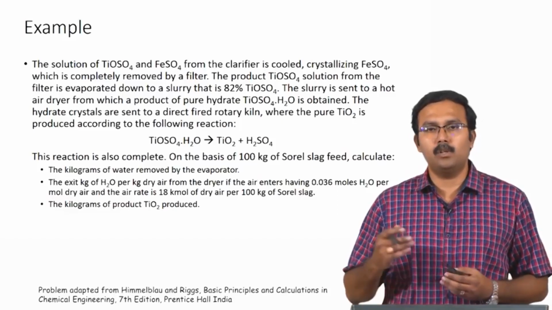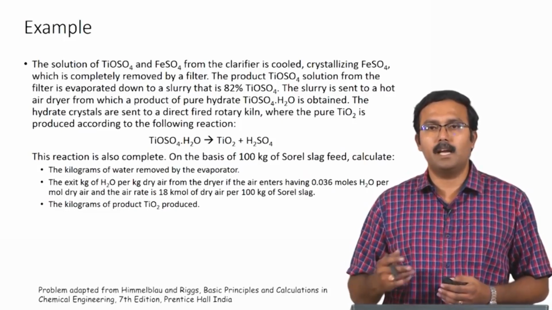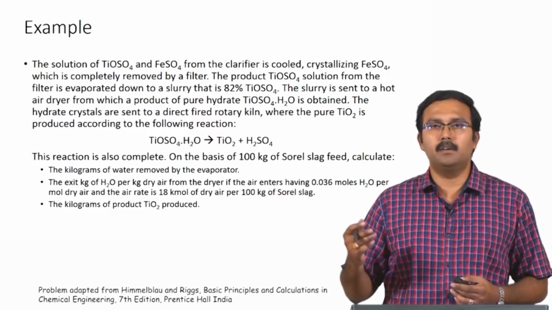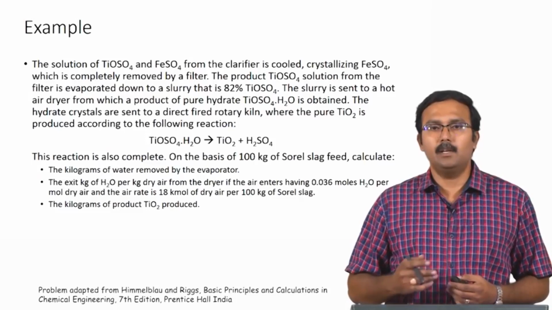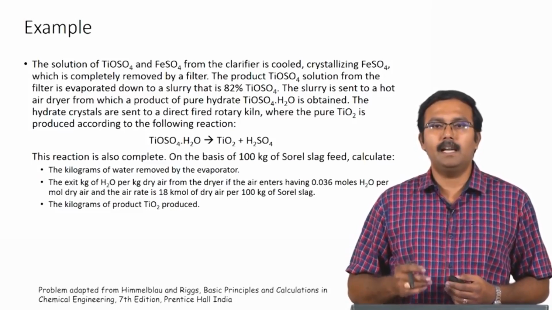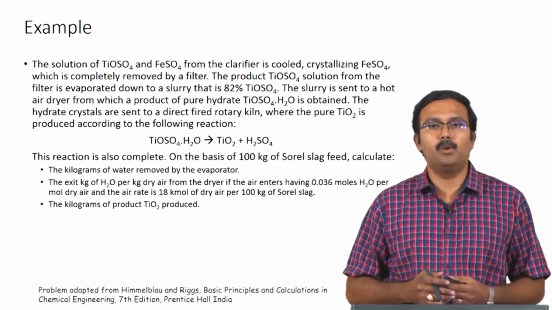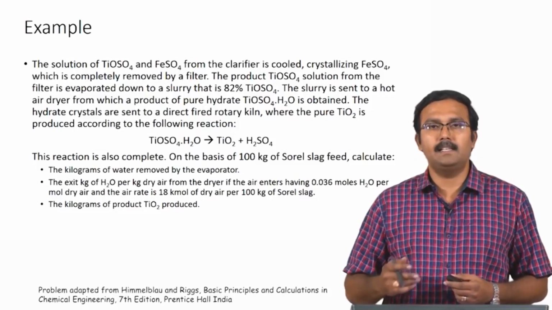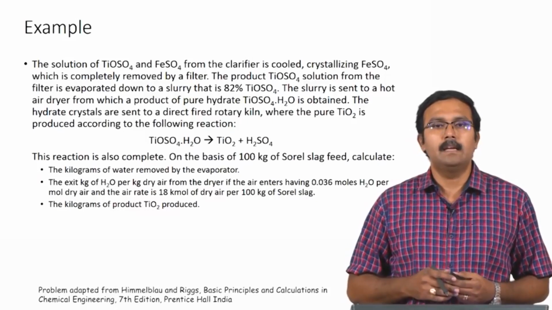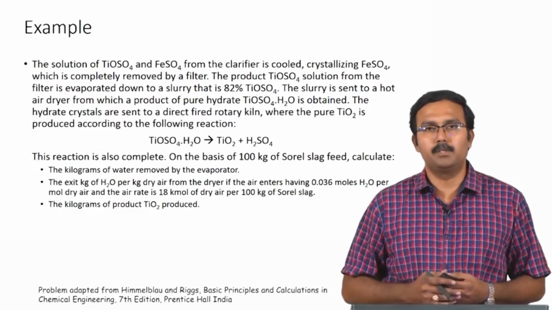This reaction also goes to completion. Using the basis of 100 kilograms of sorrel slag feed, you have been asked to calculate the kilogram of water removed by the evaporator, the exit kilogram of water per kilogram of dry air from the dryer if the air entered contains 0.036 moles of water per mole of dry air and the air rate is 18 kilomoles of dry air per 100 kilograms of sorrel slag. And you have also been asked to calculate the kilograms of product TiO2 produced.